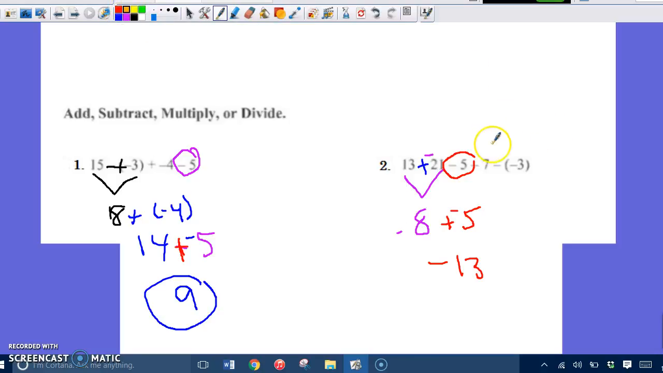Okay? And now I'm going to bring down this, I'll use orange, negative 7. Bring it down. Change it to an addition problem. Change the sign of the second number. Negative plus a negative is a negative. Just add. 13, 14, 15, 16, 17, 18, 19, 20.